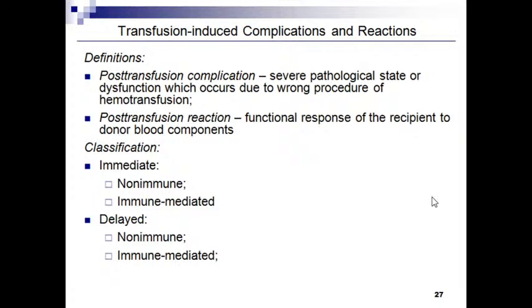Post-transfusion complication is a severe pathological state or dysfunction which occurs due to wrong procedure of hemotransfusion. And post-transfusion reaction is a functional response of the recipient to donor blood components. Classification: they can be immediate, where the complication or reaction starts just after transfusion begins, or delayed, where the complication or reaction happens a few days or weeks after transfusion.